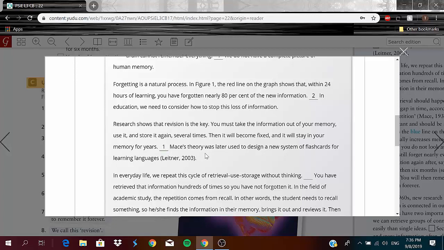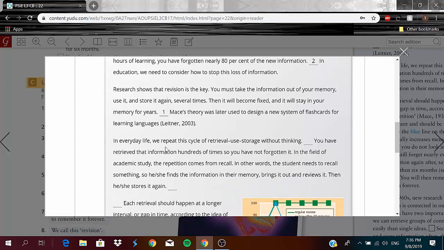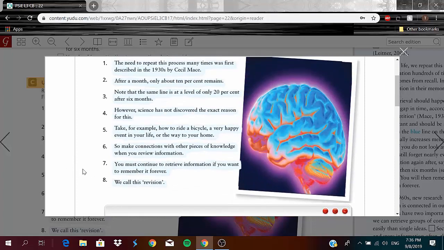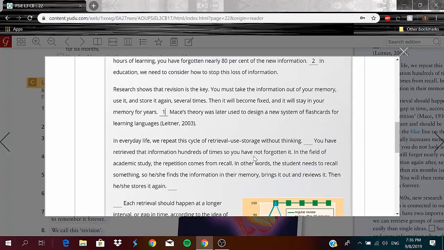Mace's theory was later used to design a new system of flashcards for learning languages. Okay? In everyday life, we repeat the cycle of retrieval, use, storage without thinking. What can I say after that, you guys? I'll probably say the example. So take, for example, how to ride a bicycle, a very happy event in your life. So, for example, a birthday, or something like that, or the way to your home. So what was that? Number 5. So we'll say 5. You have retrieved that information hundreds of times that you have not forgotten it.